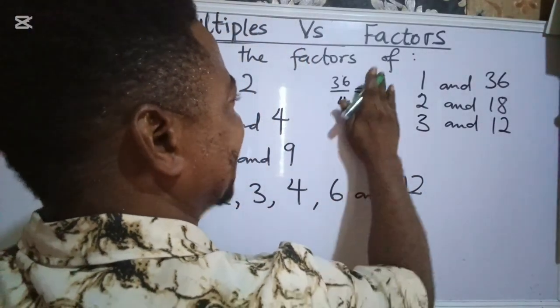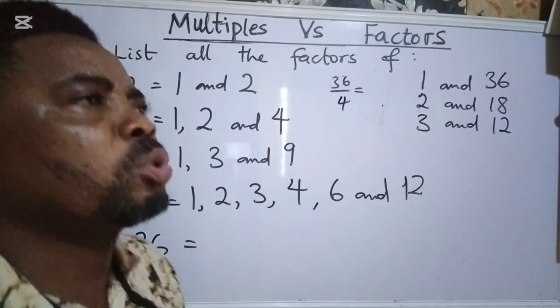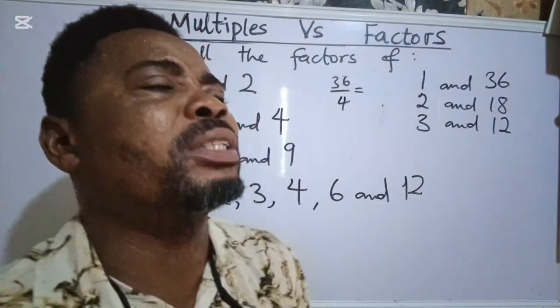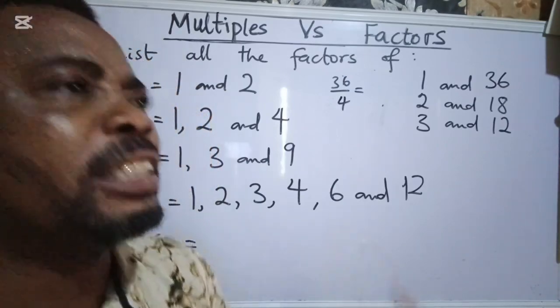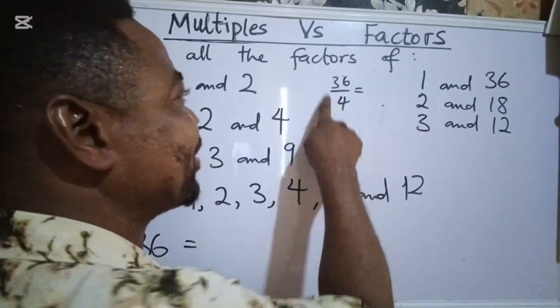I think 4 can do it. I know my 4th multiplication table now. 4 times 1 is 4, 4 times 2 is 8, 4 times 3 is 12, 4 times 4 is 16, 4 times 5 is 20, 4 times 6 is 24, 4 times 7 is 28, 4 times 8 is 32, 4 times 9 is 36. 4 times 9 is this.